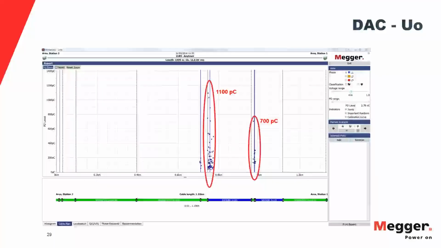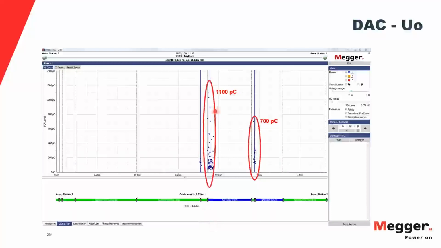So here's the results of the damped AC testing at rated voltage. And what we see is two areas of concern. And I should mention here, I'm only showing the A phase results just to keep it simple. But at the end of this, I do have a summary with all three phases, and the results are pretty similar across all three phases.